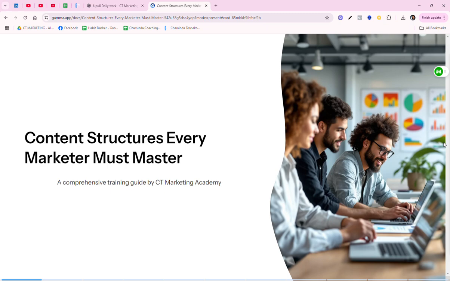So we are going to dive into a topic that is quite interesting. There are different structures for content. These structures are used in many of the viral content that we all see on social media.